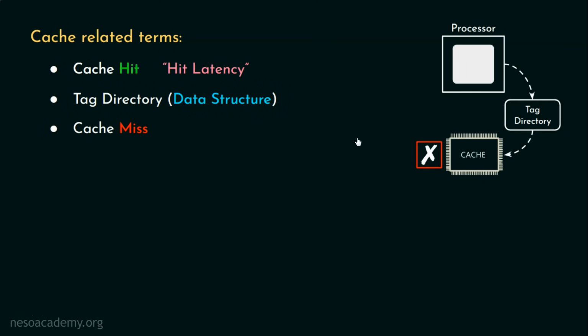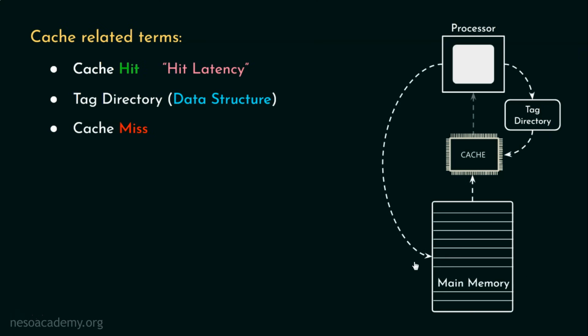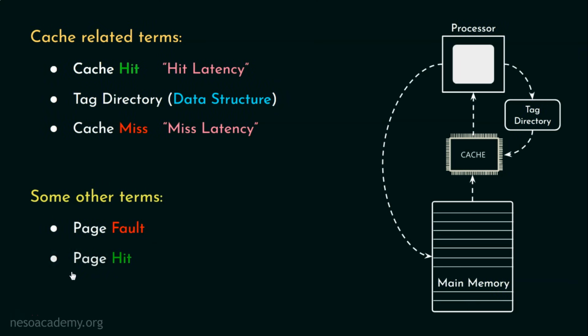In this case, as discussed earlier, the processor will seek the information in the next level of memory, which is the main memory, and bring it from there. Also, meanwhile, it places it in the cache itself. This entire period of time is called miss latency. And FYI, if the information is absent also from the main memory, the situation is called a page fault. And if found, we call it a page hit.